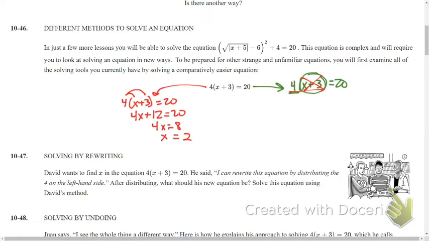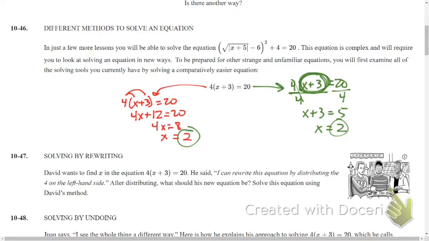So we're going to go through the same thought process here. It's not 4 times x, it's 4 times this parentheses of x plus 3. So it's the same deal. I can still divide both sides by 4, right? Because that x plus 3 is like one term together because it's in a parentheses. So we get x plus 3 equals 5, and therefore x equals 2. So no matter which way you did it, you're going to get the same answer.